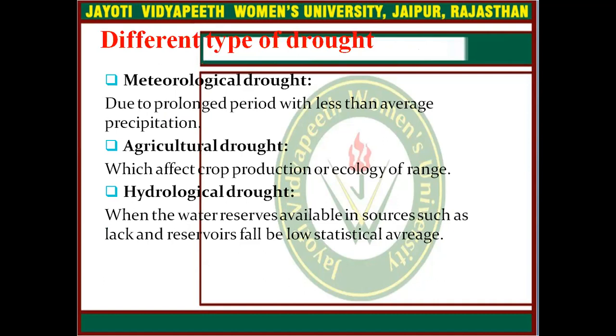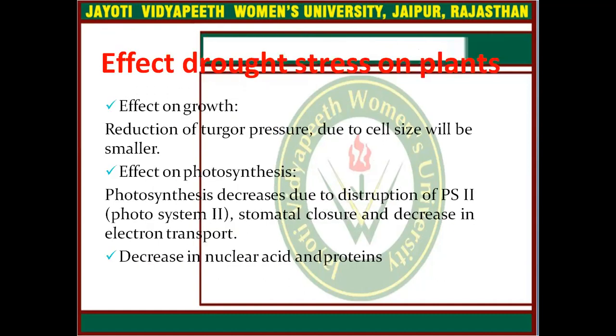Meteorological drought is due to a prolonged period with less than average precipitation. Agricultural drought affects crop production or ecology of the range. Hydrological drought is when the water available in sources such as lakes and reservoirs falls below the statistical average.